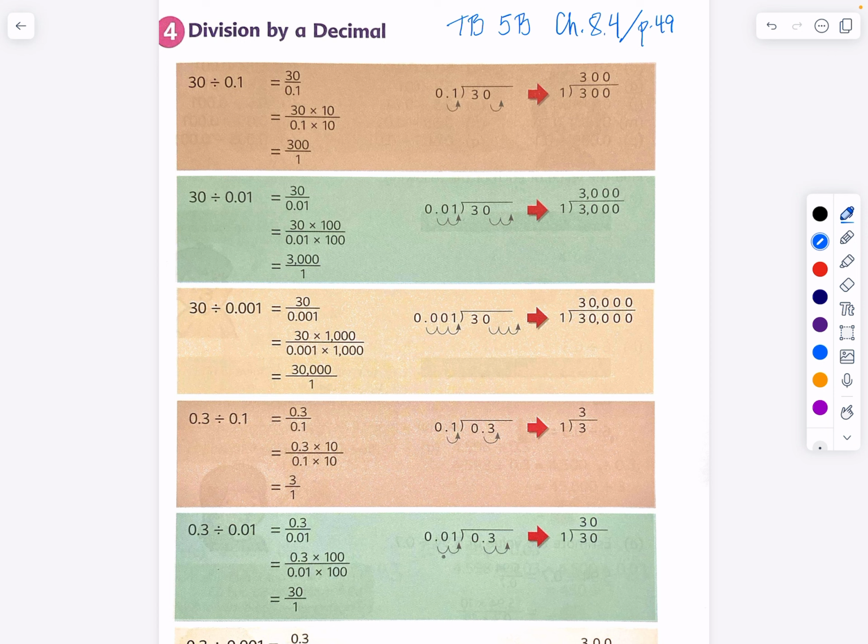I really love how they explain this topic. We are on page 49 in textbook 5B. This is chapter 8, subunit 4, division by decimals. So let's take a look.